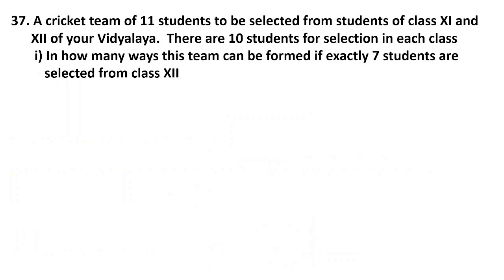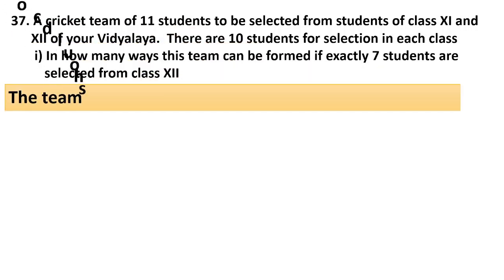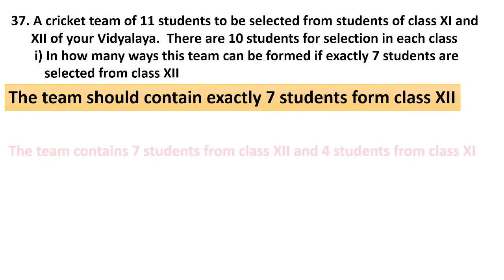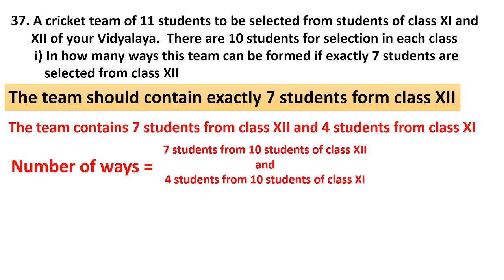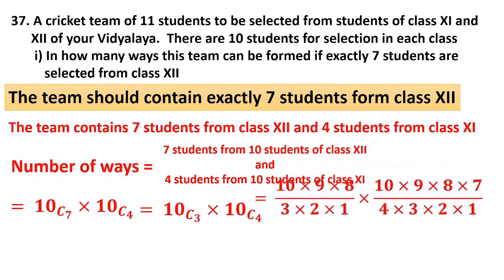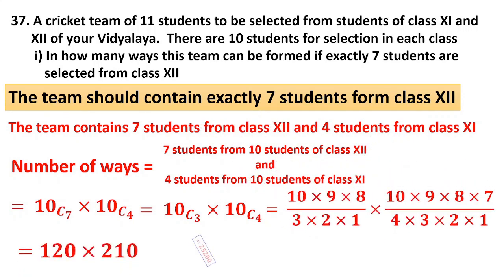Well, a cricket team of 11 students is to be selected from 11th and 12th. 10 students are there in each. Let us go to the first subdivision. In how many ways can this team be formed if exactly 7 students are selected from class 12? Therefore, the team should contain exactly 7 students from class 12 and 4 from class 11. Number of ways is 7 from 10 students of class 12 and 4 students from 10 students of class 11. It can be done in 10C7 into 10C4. Therefore, 10C3 into 10C4, which is 120 into 210. Answer is 25,200.